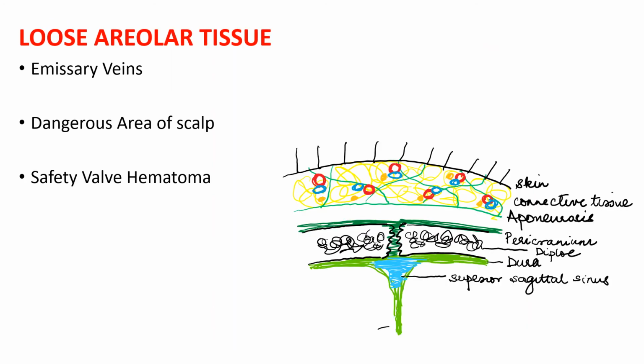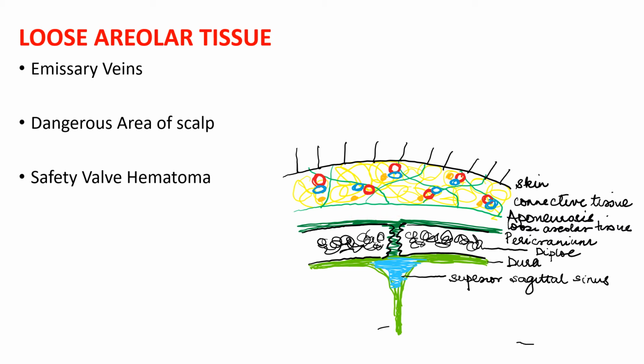The layer which is underlying the aponeurotic layer and the muscle layer is the loose areolar tissue layer. So this would be the loose areolar tissue layer, right? This layer separates the aponeurosis from the underlying pericranium. Now, why is this layer important? Because resting in this loose areolar tissue are emissary veins.